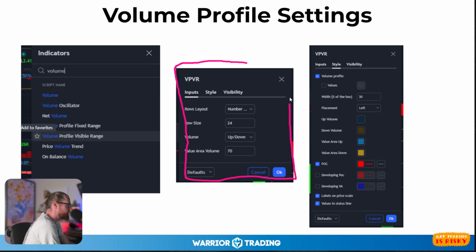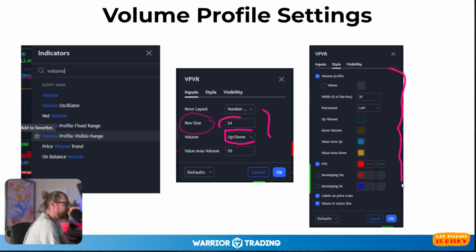VPVR settings, which are the volume profile settings, and this is how I have it set up. These are the standard settings. Value area volume is 70, row size 24, volume up versus down. These are all the standard settings that come when you first load it up. Now, I have my point of control by default in red, and that's the same as what is standard.